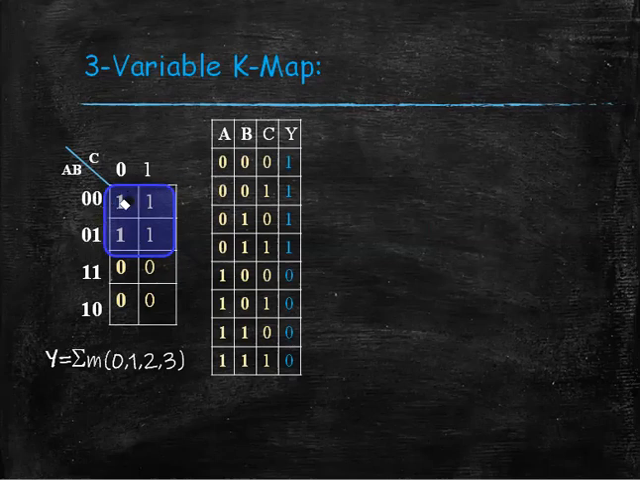Okay, when we move horizontally, no variable remains constant. Then the result must be equal to what? The result must be equal to A bar. Okay, I repeat once more.